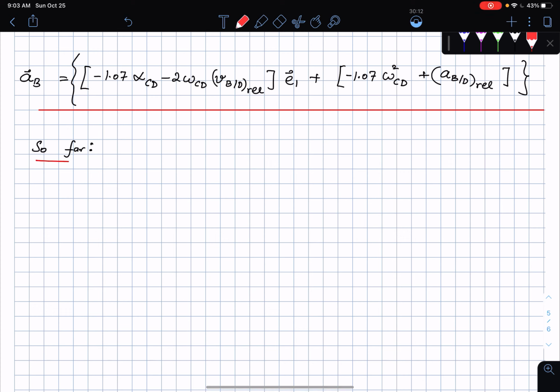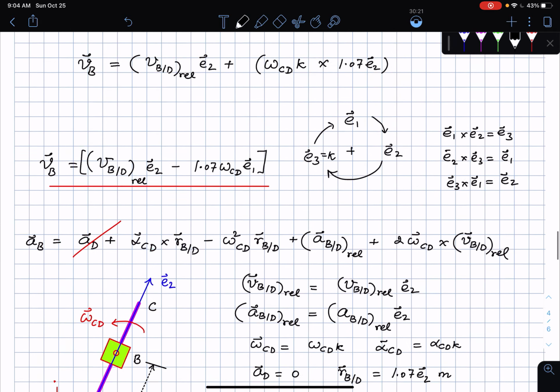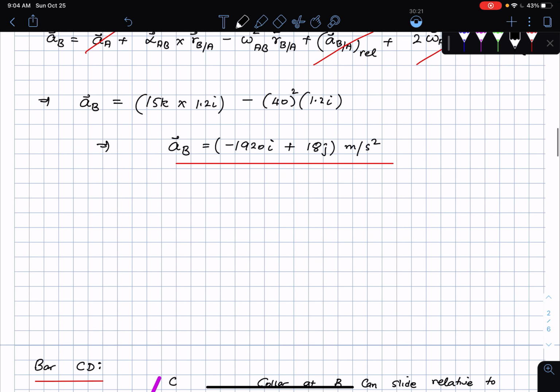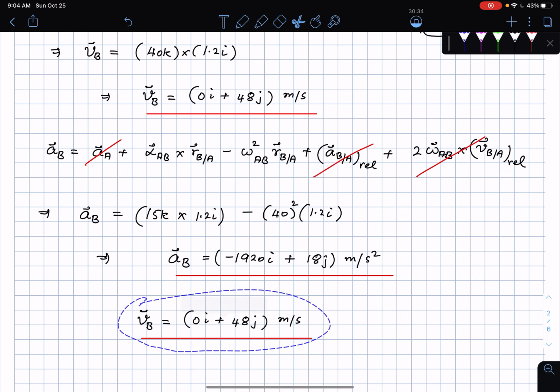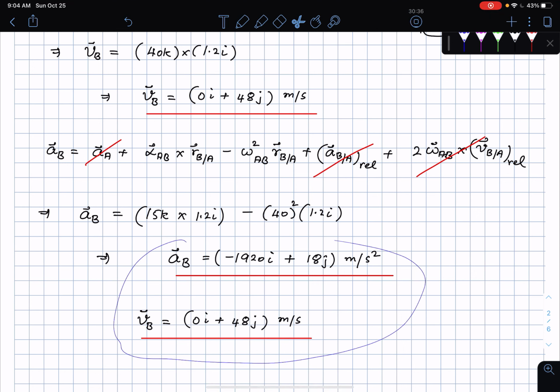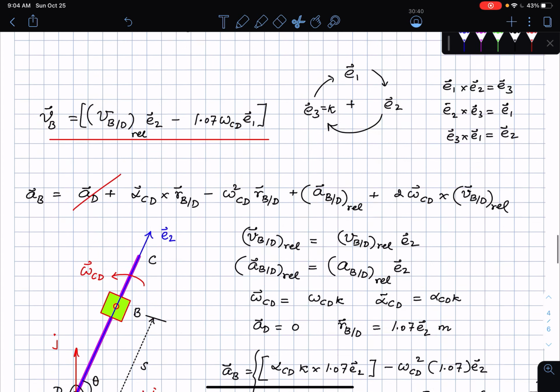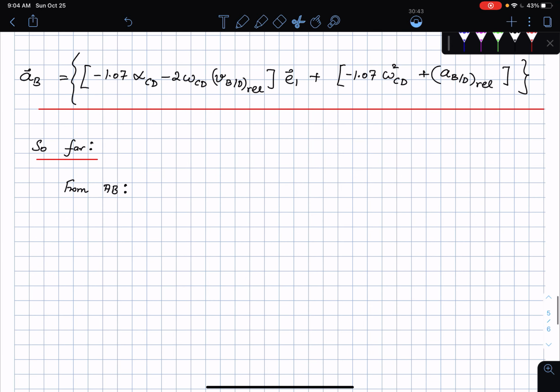Okay, the information that we have. From bar AB I had the following. So now I'm just combining all my information together. From bar AB, if I go up here, I had velocity and acceleration. So I'm just going to copy that. Well, maybe I'll just do it step by step. Okay, I don't want to make you dizzy by going up and down, but I guess I have no option.